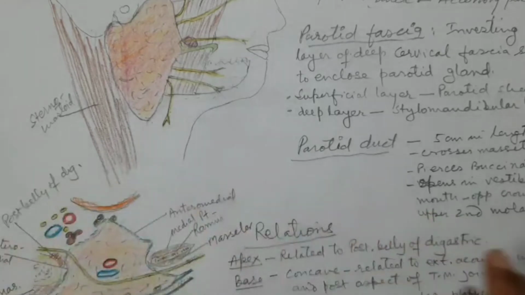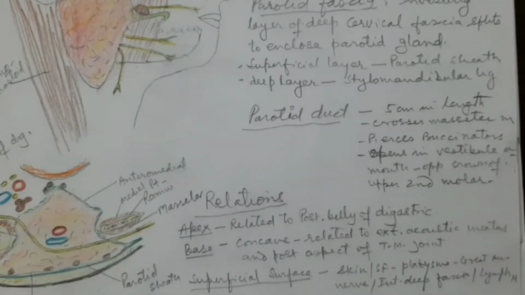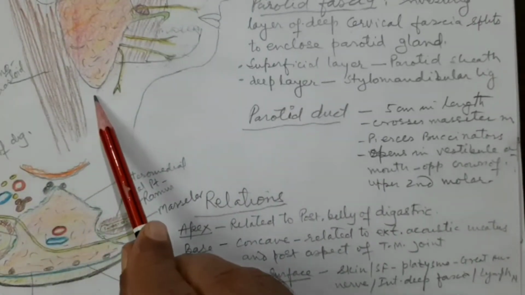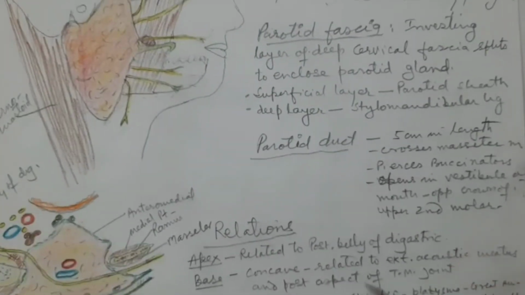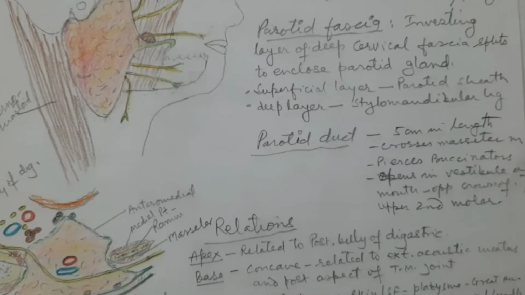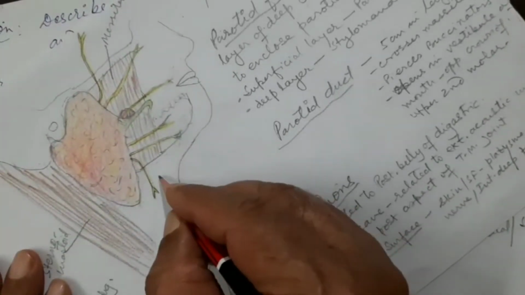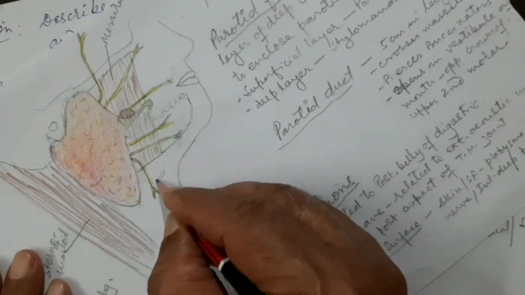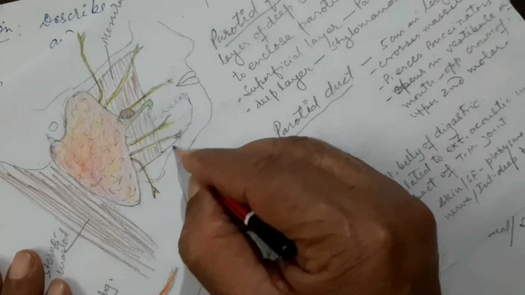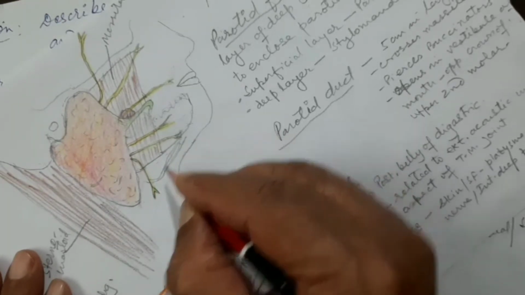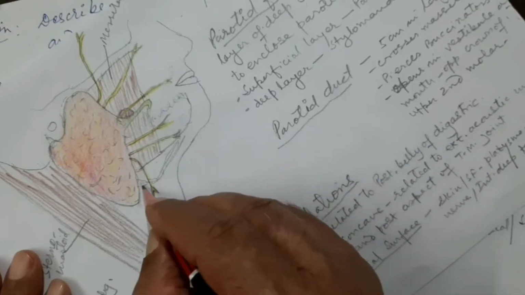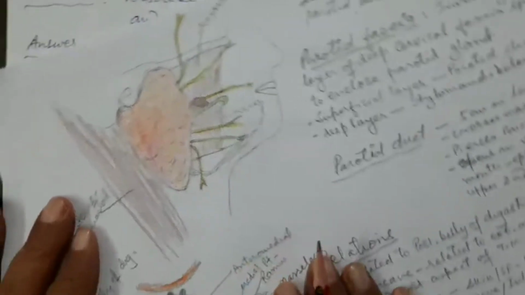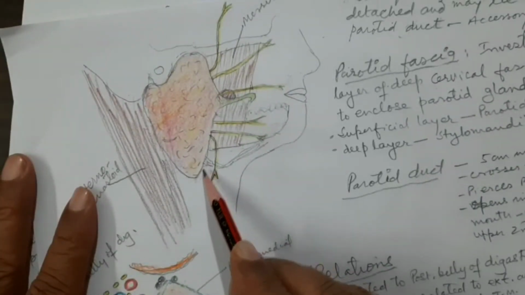Let us come to the relations of this gland. Where was the apex? Apex is here. The apex is pointed towards the neck, and this apex is related to the posterior belly of the digastric. If I try to draw here, this is the common digastric tendon from where the anterior belly will go right here, and from here the posterior belly will go. So see here, I have drawn the posterior belly and it will be covered by the apex.